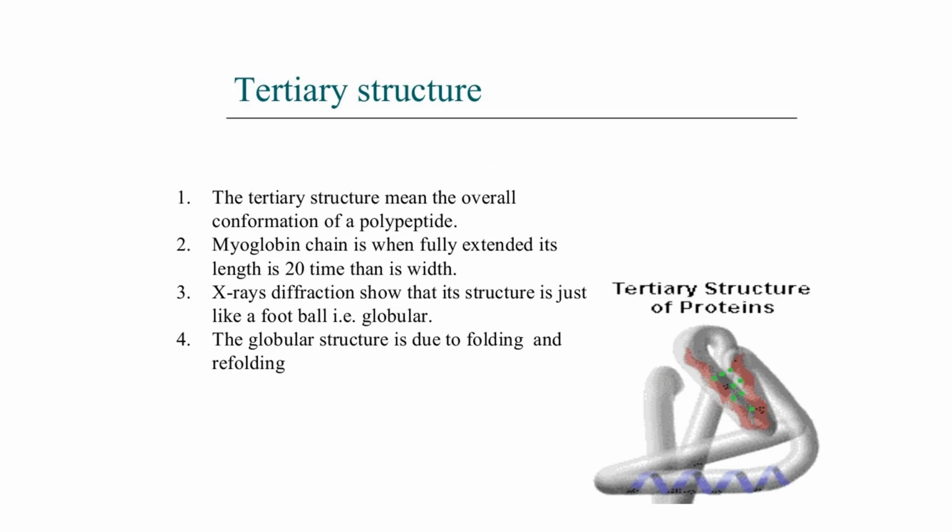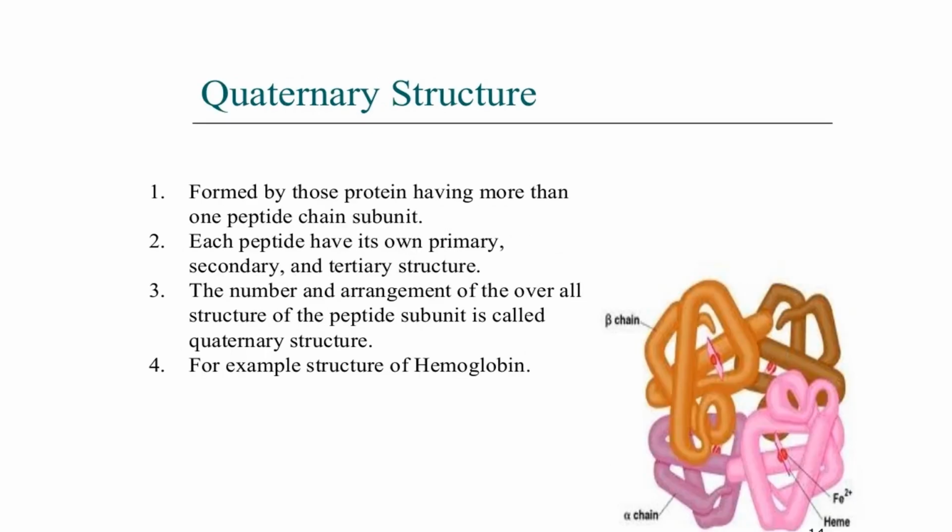Tertiary structure. The tertiary structure means the overall conformation of a polypeptide chain. The myoglobin chain, when fully extended, has a length 20 times its width. X-ray diffraction shows that its structure is just like a football, that is globular in nature. The globular structure is due to folding and refolding.